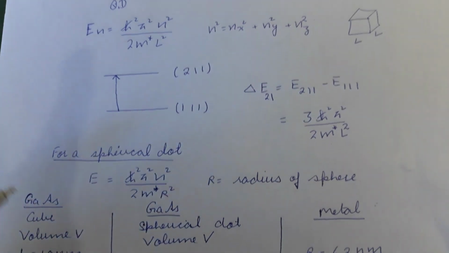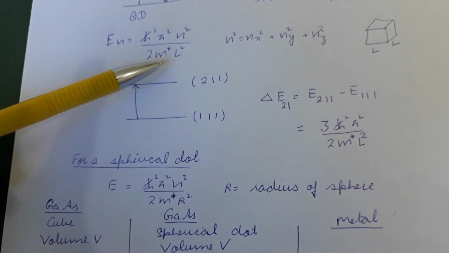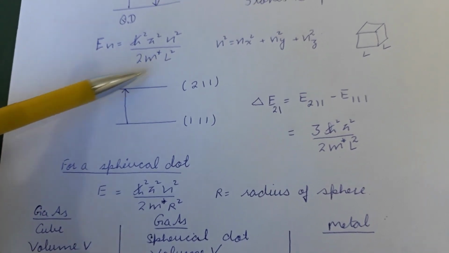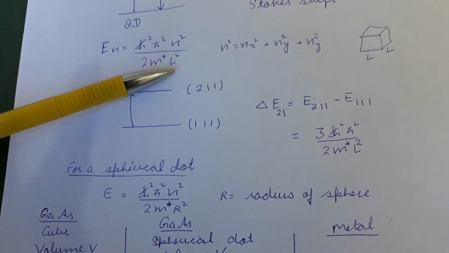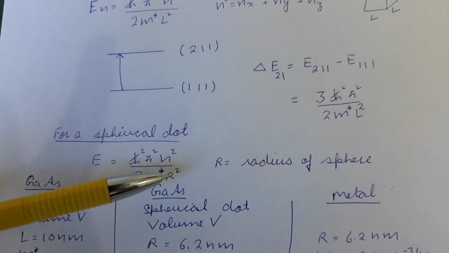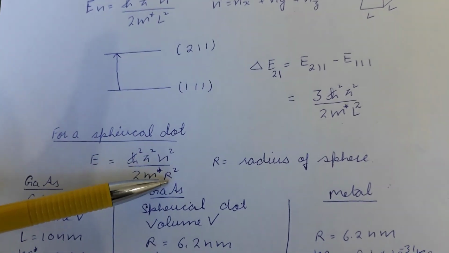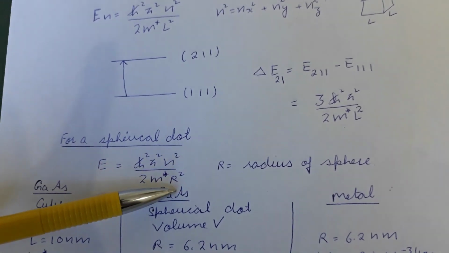Now there will be a difference. In case it is a cubic structure, it will be L square, where L is the length of each side of the cube. While if it is a spherical dot, then we have to consider the radius of the sphere. So R here is the radius of the sphere.